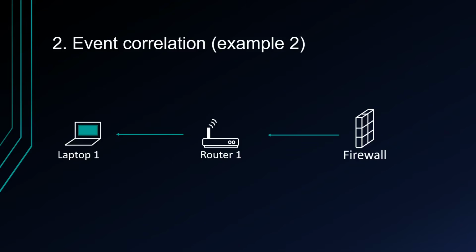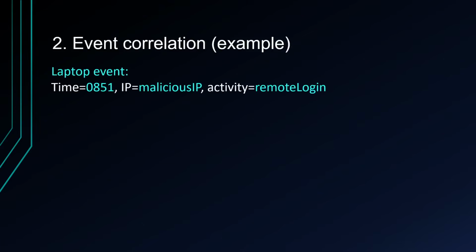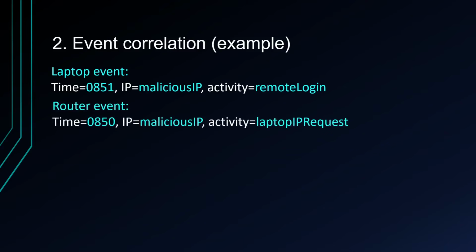So let's correlate, or tie, all this activity together. And we'll do it by two values common to all three event logs. Those values will be the time, which is around 8:50, and the malicious IP address, which we'll just call malicious IP or bad IP. Let's take a look. From the laptop event logs, we see at 8:51 in the morning, a malicious IP address performed a remote login to our laptop. And then we see in the router event logs at 8:50, a minute earlier, a malicious IP address performed a laptop IP request from your router.